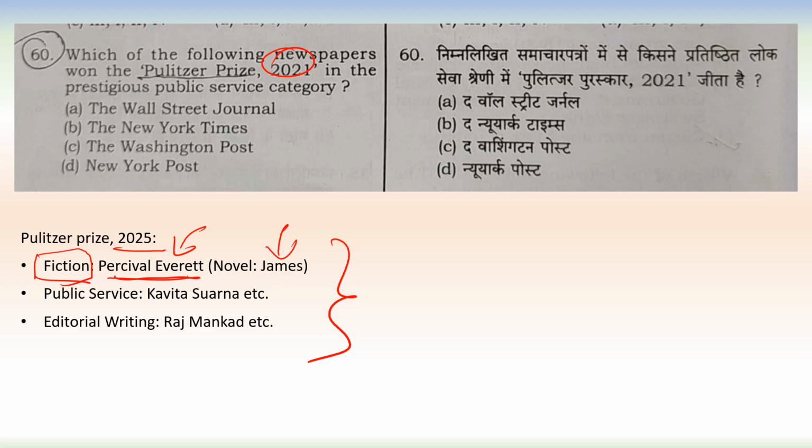Now in the category of public service, there are many, but yes, we'll remember this name, Kavita Suvarna. She got the Pulitzer Prize award of 2025 in the category of public service. Editorial writing, Raj Mankad. He got the prize in the category of editorial writing. There are many, but we will remember these names: Raj Mankad, Kavita Suvarna, and Percival Everett.